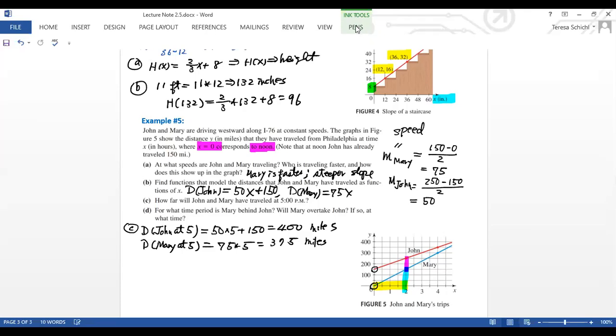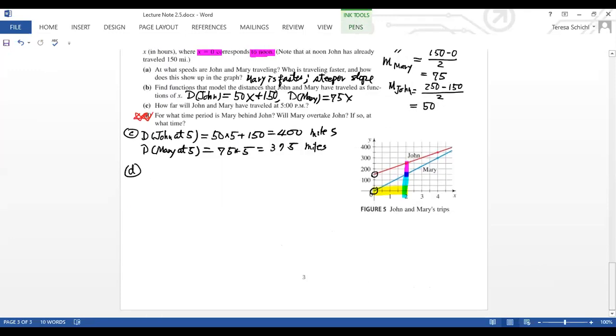Okay, part D. Part D is a very good problem. It's kind of like refreshing our memory. We know Mary is driving faster, so sooner or later Mary is going to pass John. So what time period is Mary behind John? And will Mary overtake John? If so, at what time?